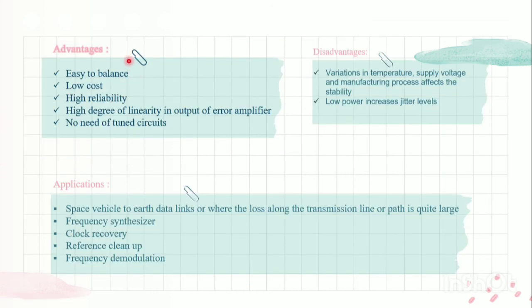Now coming to its advantages. It is easy to balance. It is low cost and highly reliable. It has a high degree of linearity in the output of the error amplifier, and it requires no tuned circuits. Its disadvantages are that variations in temperature, supply voltage, and manufacturing process affect the stability, and low power increases the jitter levels, that is errors in the circuit.